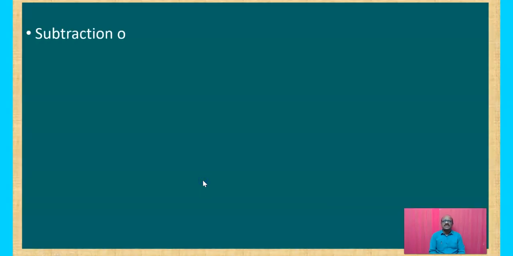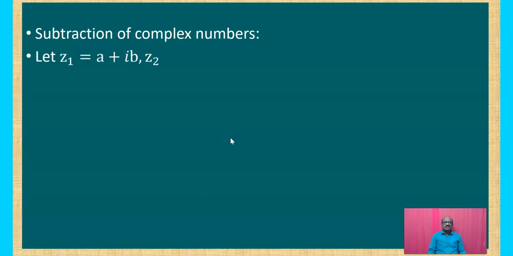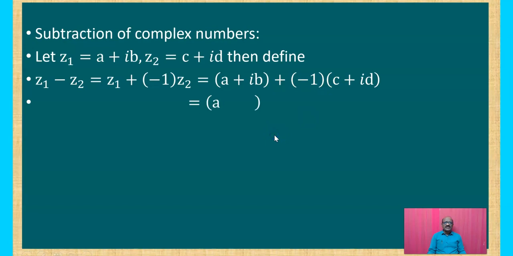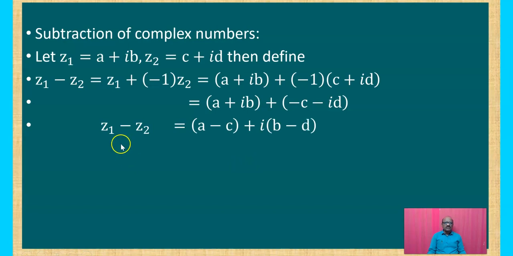Next, subtraction. Subtraction of complex numbers. Let z1 = a + ib and z2 = c + id. Then we define z1 - z2 as z1 + (-1)z2, that is (a + ib) + (-1)(c + id). Therefore, adding this, a + ib - c - id. Therefore z1 - z2 is equal to a - c.